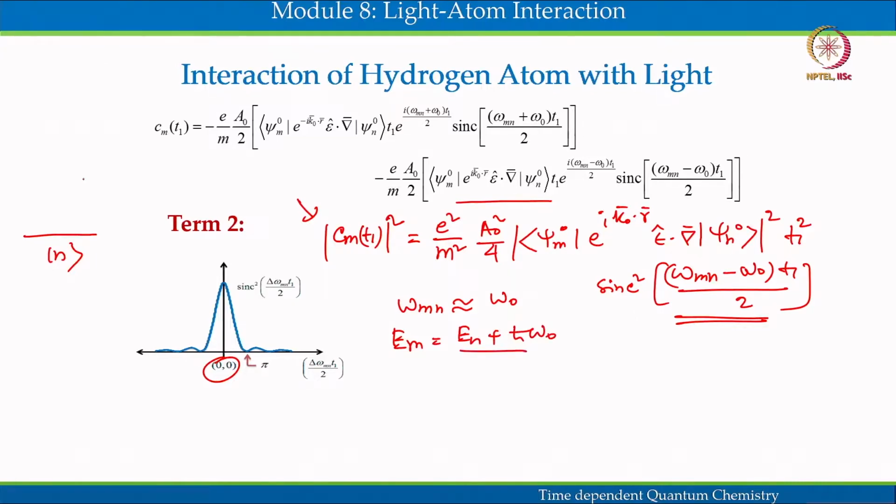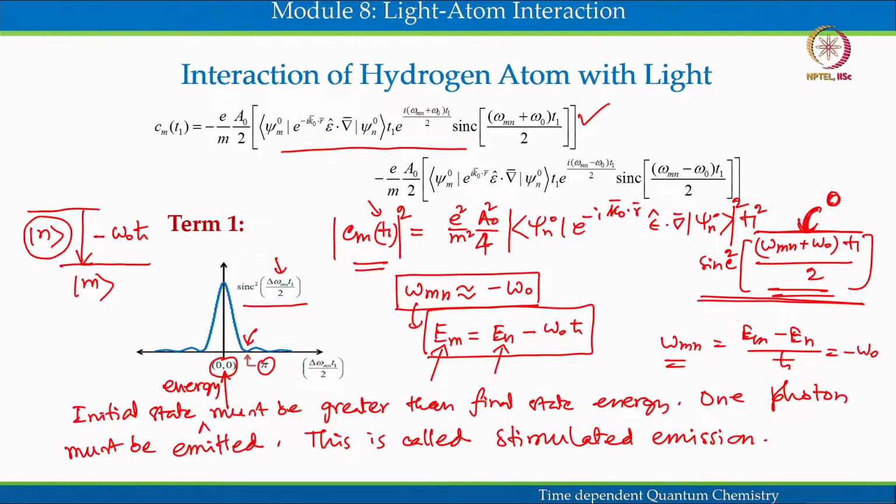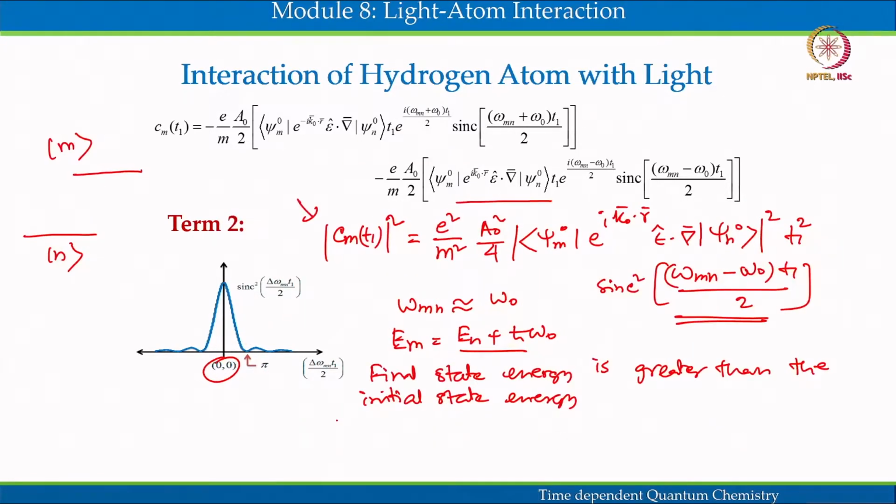This shows that the final state energy, this is the m state energy, is higher than the initial state energy. Previously we have seen the initial state energy was greater than the final state energy. Now, this time we are seeing the final state energy is greater than the initial state energy, and as a result, one photon, which is h cut omega naught, is absorbed from radiation.